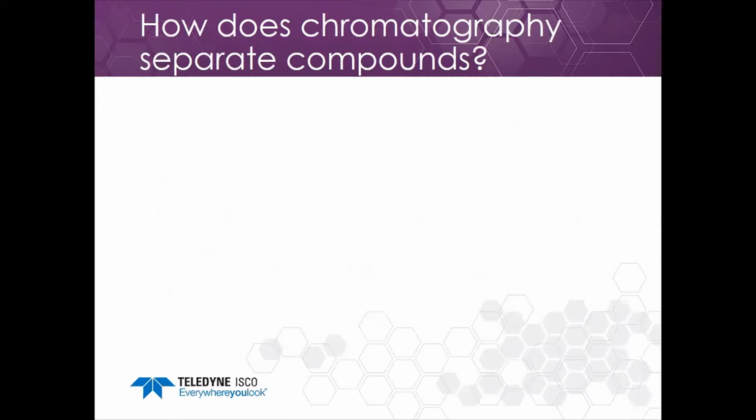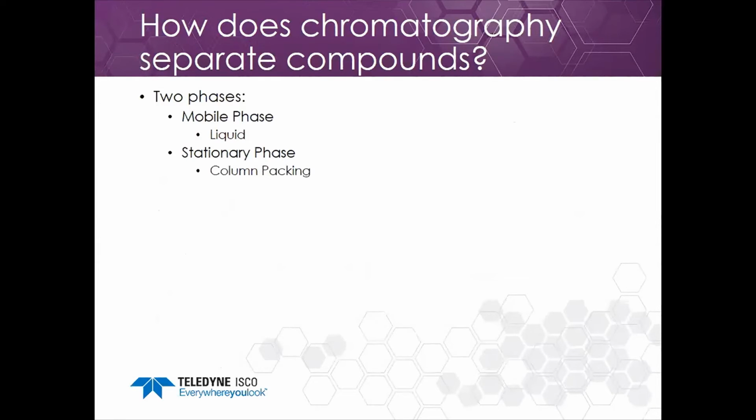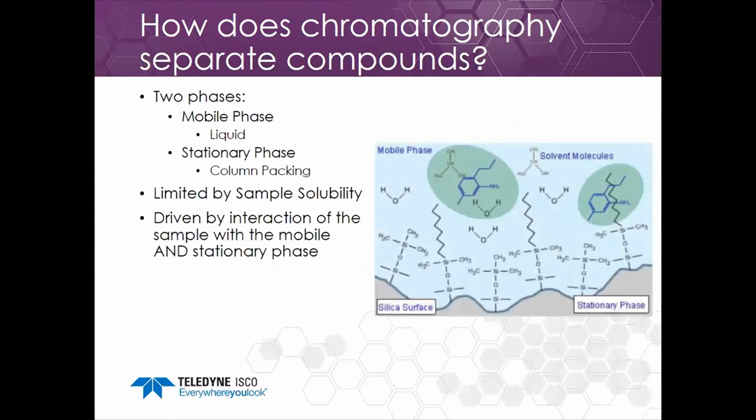So our first topic is, how does chromatography separate compounds? We start off with a system with two phases. We have our mobile phase, which in the case of Flash and HPLC is liquid, and a stationary phase, which is the column packing within the Flash column or HPLC column. Ultimately, what we're limited by is sample solubility. So we need the sample in solution at some point so it can absorb onto the stationary phase and interact.